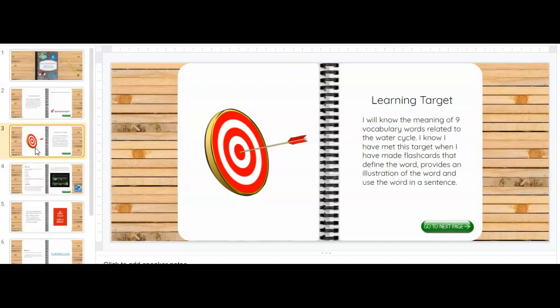If you look at your learning target here, it says, I will know the meaning of 9 vocabulary words related to the water cycle. I know I have met this target when I have made flashcards, or you can put in your notebook, that define the word, provide an illustration of the word, and use the word in a sentence.